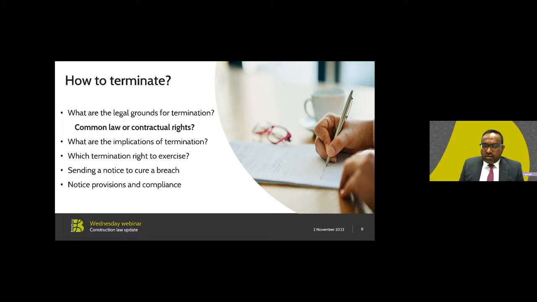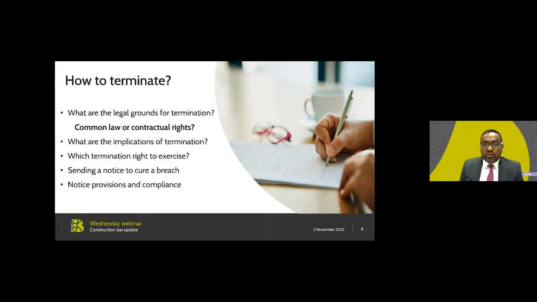So what are the legal grounds for termination? First, I will deal with common law. The contract can be terminated at common law by reason of repudiatory breach. This usually happens when a party has committed or is likely to commit a fundamental breach or more serious breaches of a contract, which is significant, and that indicates that the party to the contract does not intend to be bound by its contractual obligations.